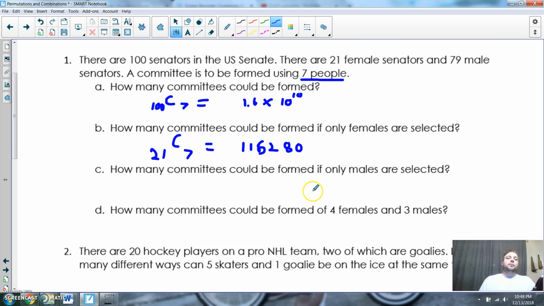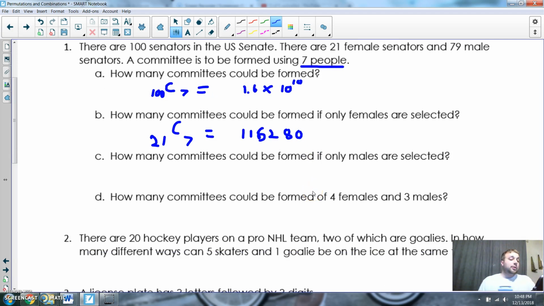How many committees could be formed if only males are selected? Well, I don't care about the females now. So it's going to be a combination, not out of 100. I'm only caring about 79, and I want 7 people. So it's going to be 79 combination 7. Super easy. There's going to be a lot more.